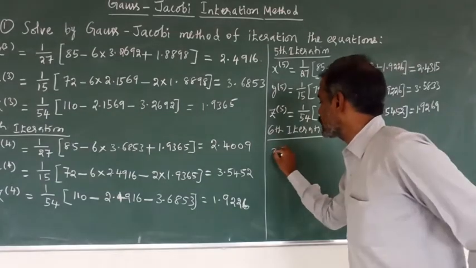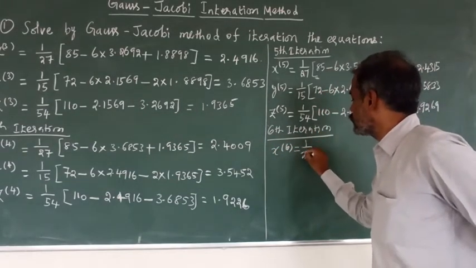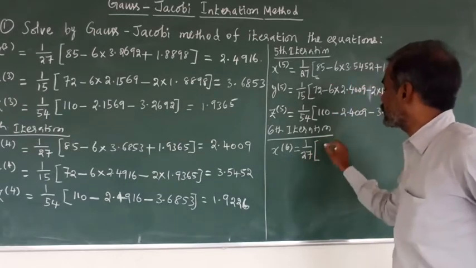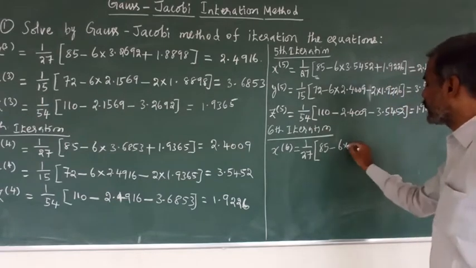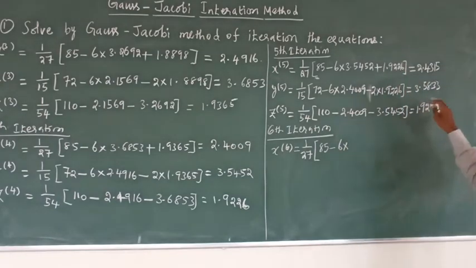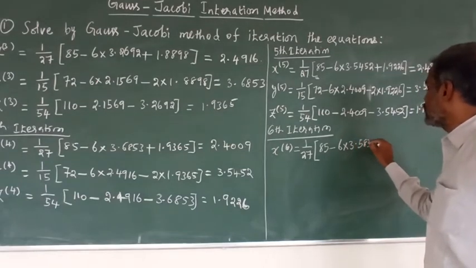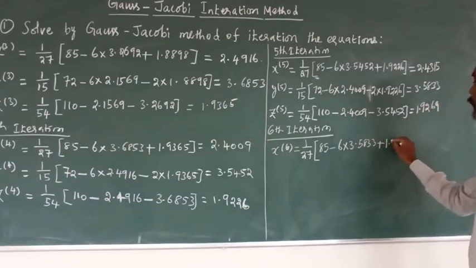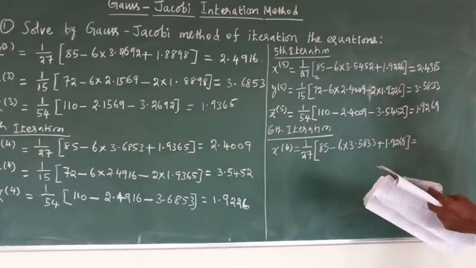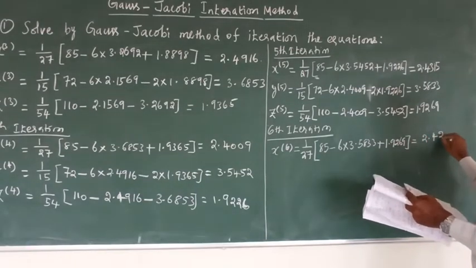Sixth one, x6 equals 1 divided by 27 within bracket 85 minus 6 into y, the fifth iteration y, 3.5833 plus z value 1.9269. Now to simplify, we can get the result 2.4232.